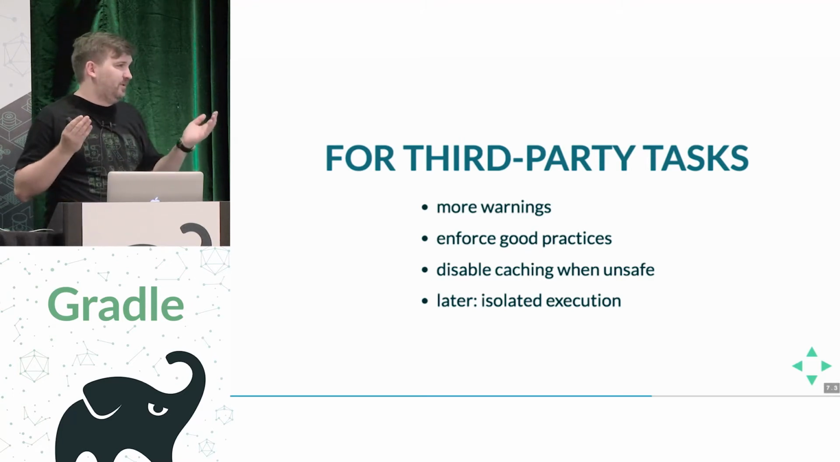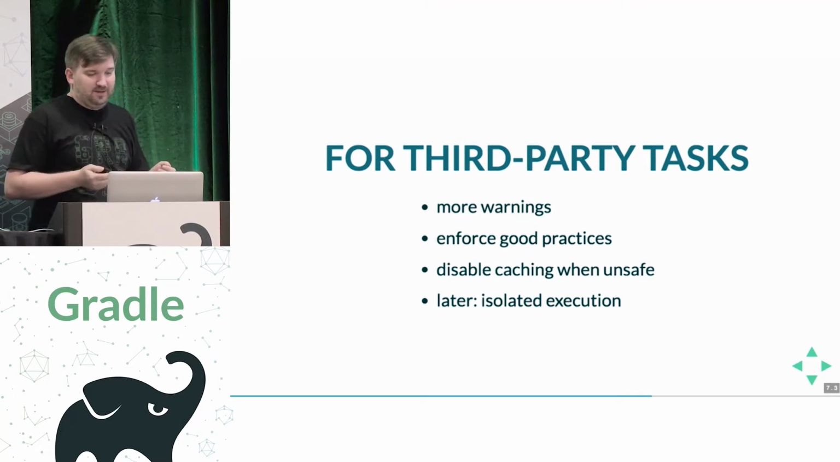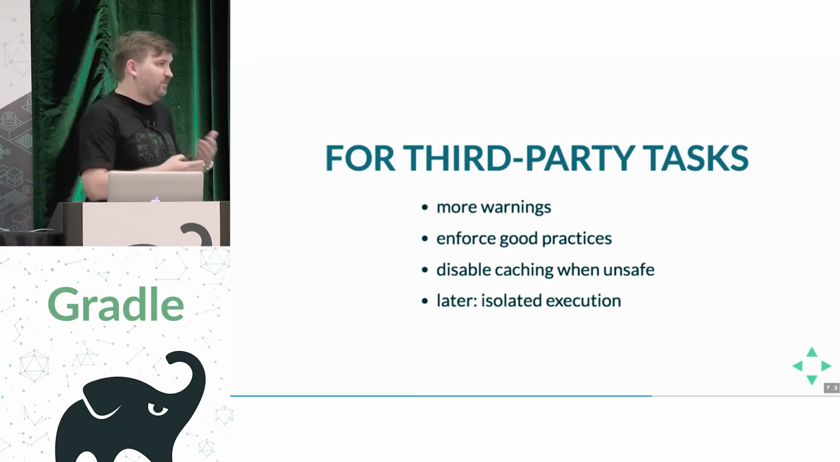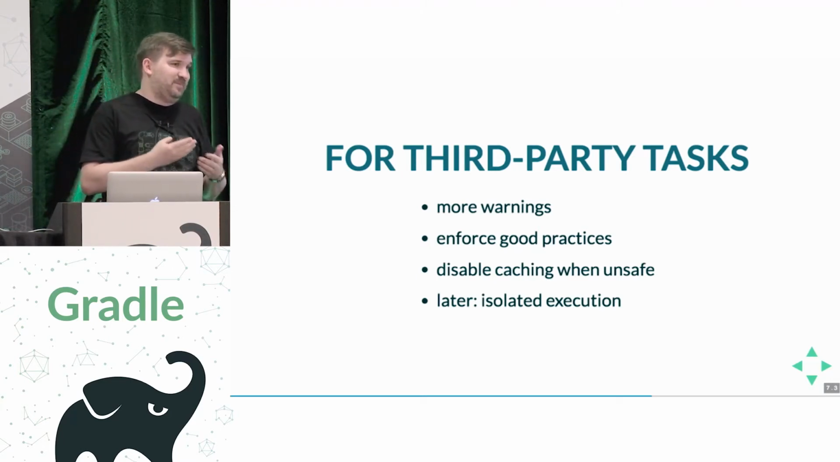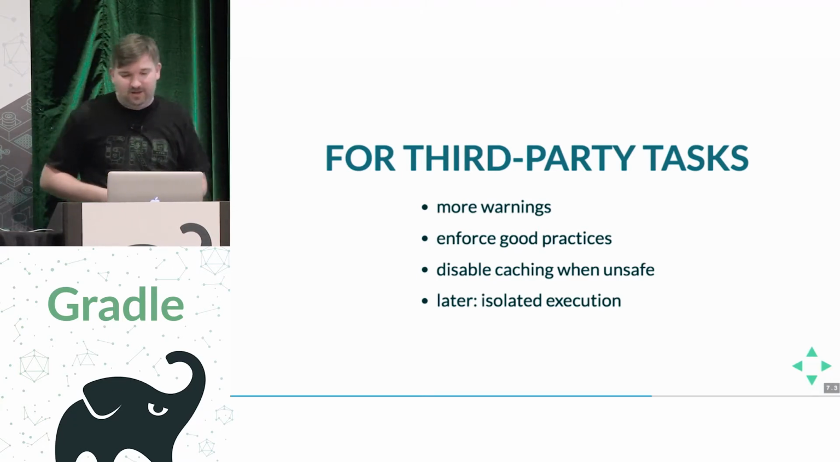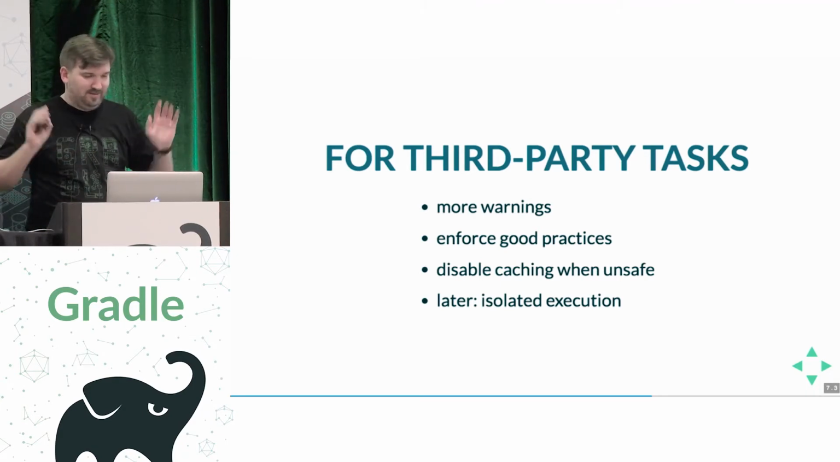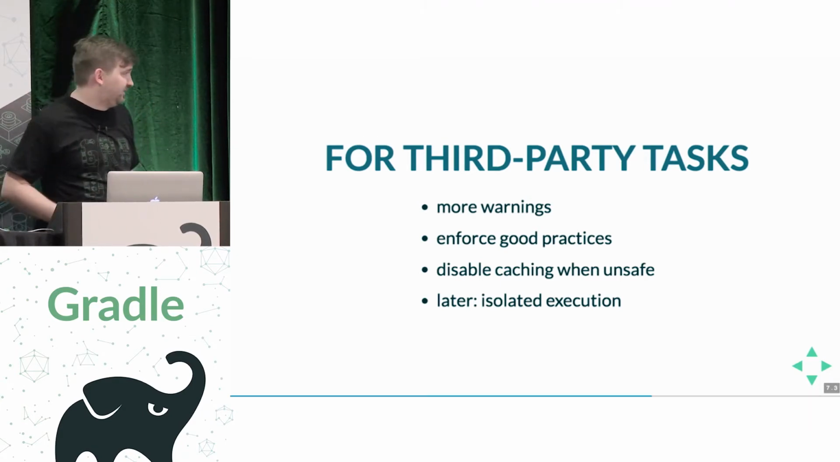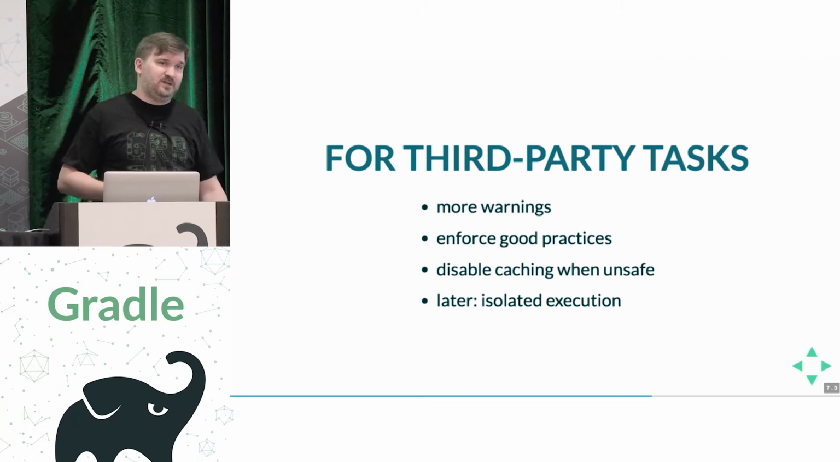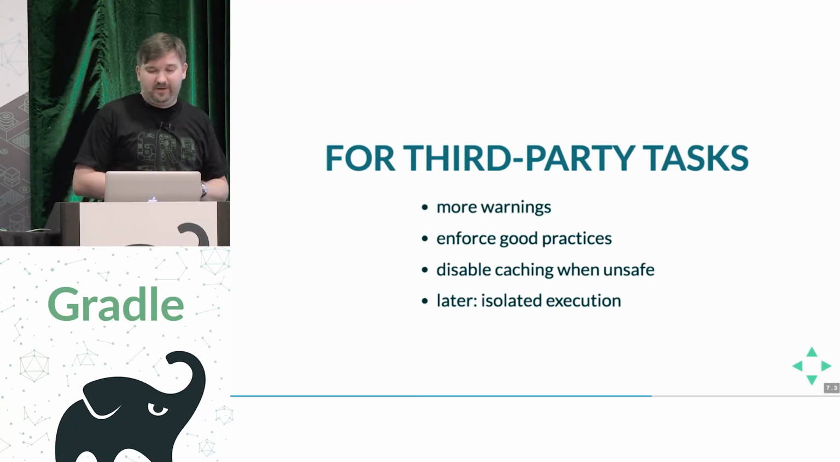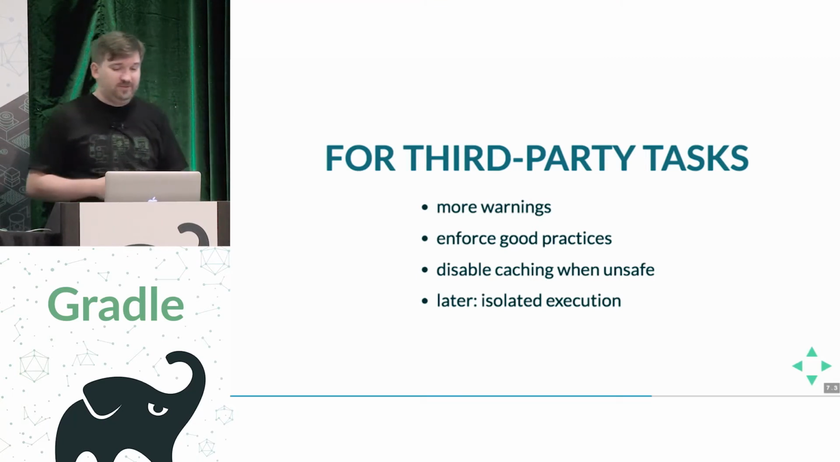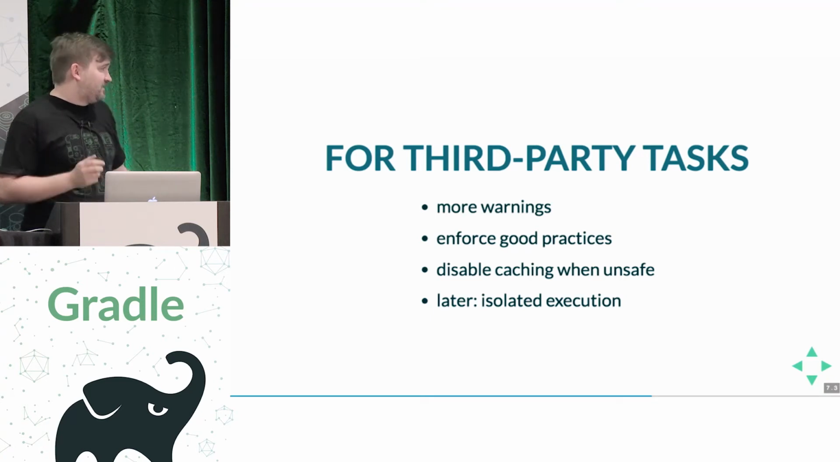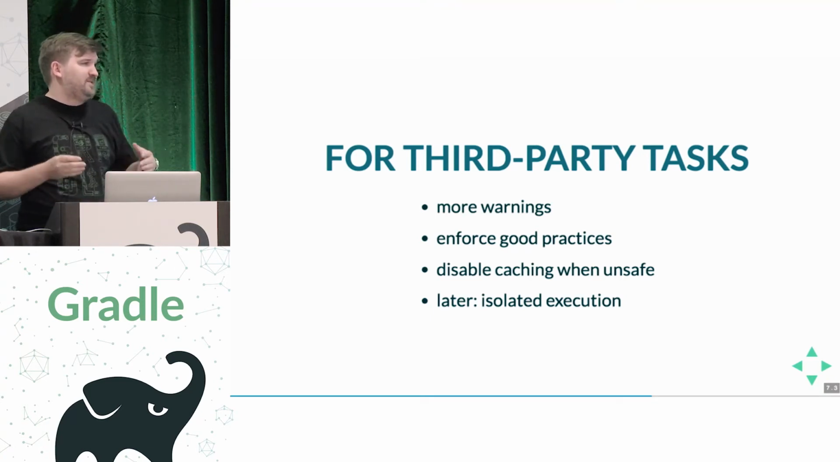It's problematic for parallel execution because what if they override things, then your output is dependent on the order that these things finish, and let's not go there. So basically we are disabling advanced features like task output caching and parallel execution when we see something fishy like that. And there's some plans to do more isolated executions.